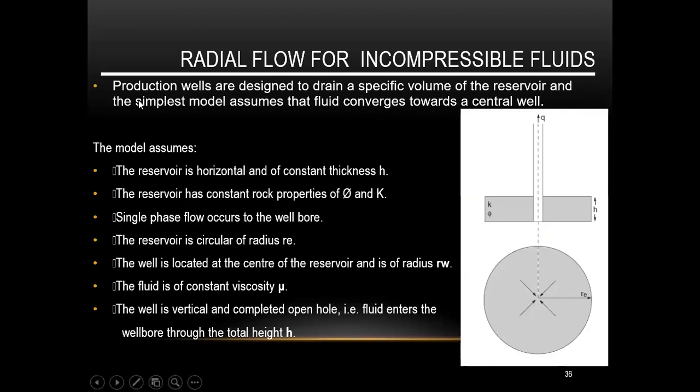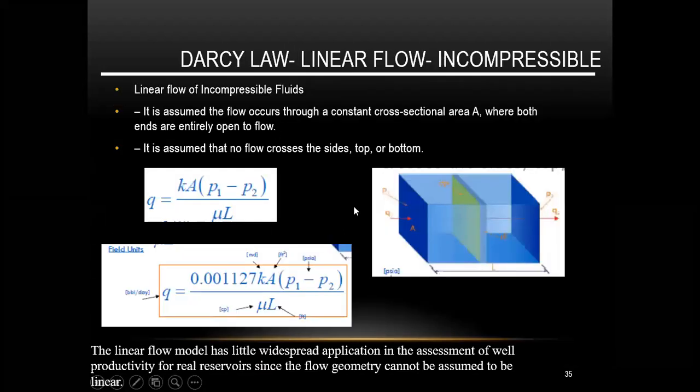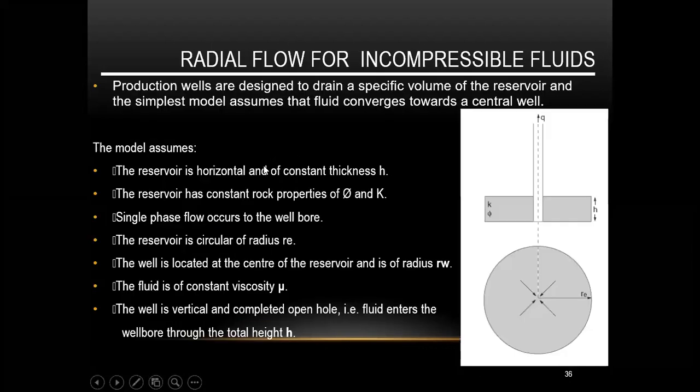Now let's look at what we are talking about in radial flow for incompressible fluids. For incompressible fluids, we have a different equation, and this is for the linear flow. That's the equation for linear flow. Flow rate depends on the permeability, area, pressure difference, viscosity, and the length of the reservoir. Now, when we talk about radial flow for incompressible fluid, we have another equation. And what are the assumptions that are made to derive that equation? Because if the assumptions are not met, the equation will be invalid.